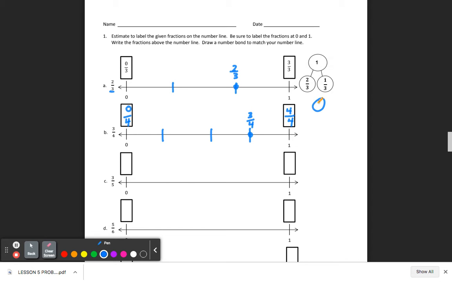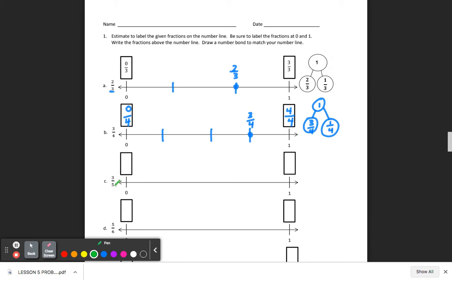For my number bond, I'm going to put a 1, and I'm going to say 3/4. That's what I plotted, and one more fourth makes 4/4. 3 plus 1 is 4 and makes 4 over 4.